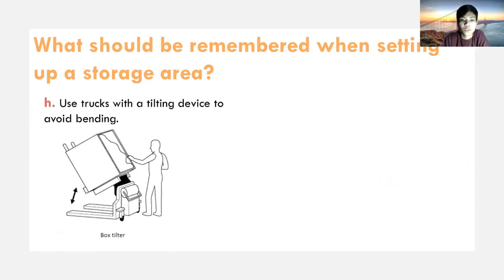So use trucks with a tilting device to avoid bending. This is another kind of mechanical aid which is used for tilting, used as a tilting device. So that hindi mo na kailangang mag-bend or yumuko pa, and to avoid upward position again.